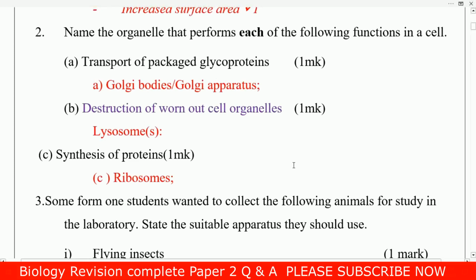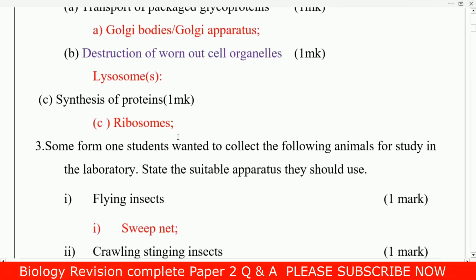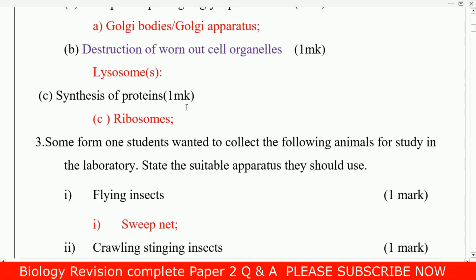Question number 2, you're told, name the organelle that perform each of the following functions in a cell. A, transport of packaged glycoproteins. That one is Golgi bodies. You can also call them Golgi apparatus. B, destruction of worn out cells. That one is lysosomes. Synthesis of protein. That one is ribosomes.